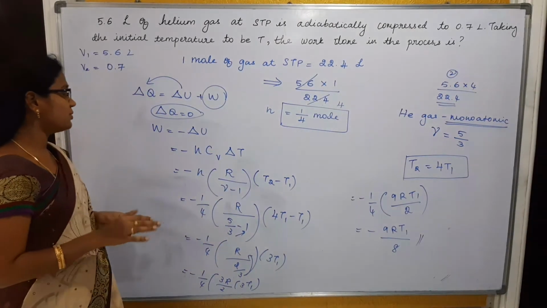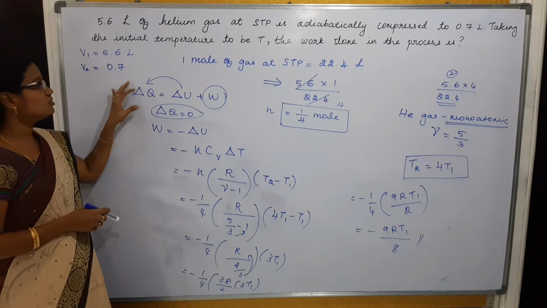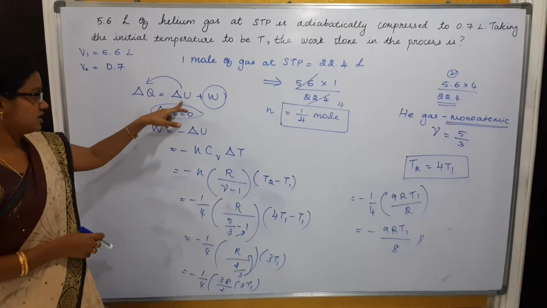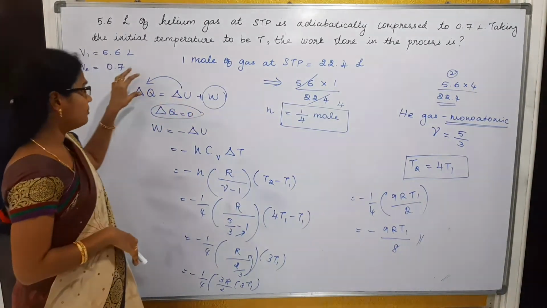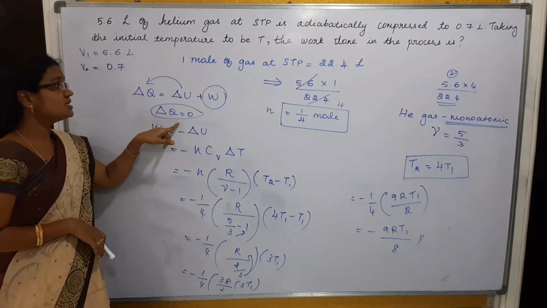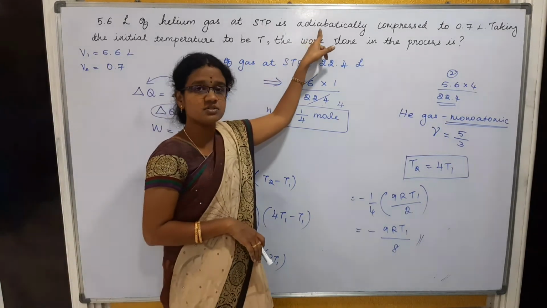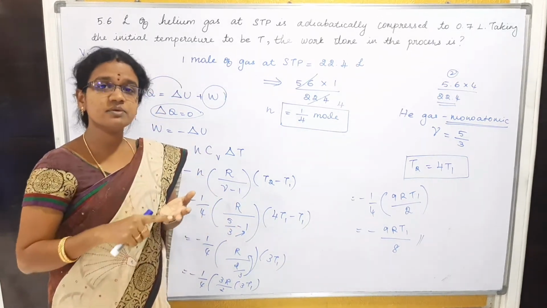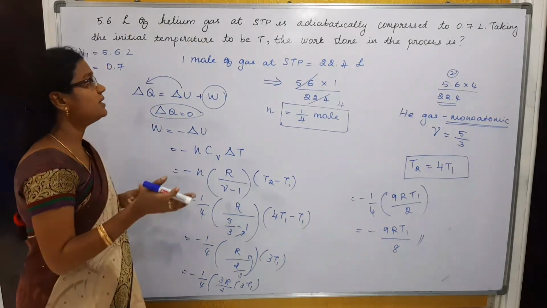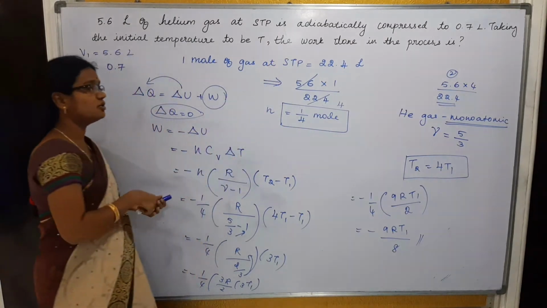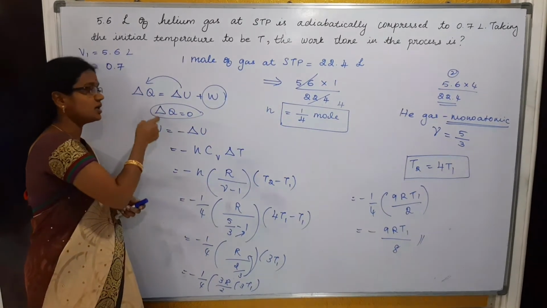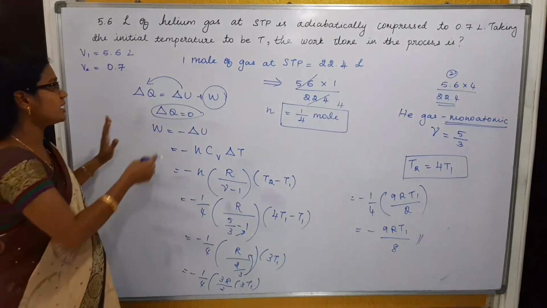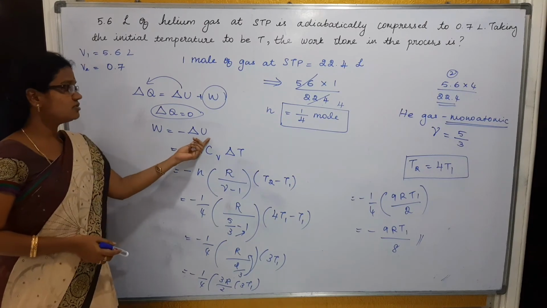Then coming to the next point, in order to calculate the work done, we have to take this formula: del Q is equal to del U plus W. But del Q is equal to 0, since they have mentioned that it is an adiabatic process. They have not mentioned that it is isothermal or isochoric. Isochoric means we have to take another value. They have said adiabatic process. Adiabatic process means, what is the hint word? We have to concentrate. So del Q is equal to 0. Substitute this value in this equation. So W is equal to minus del U.